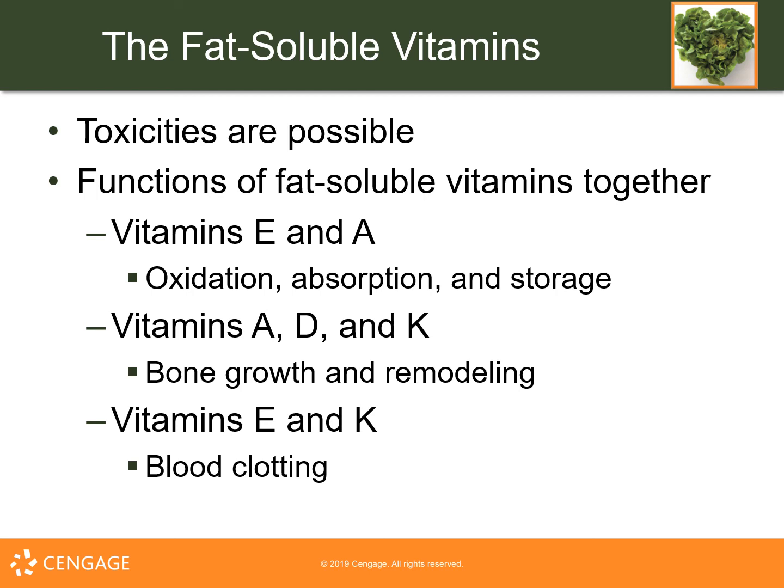Vitamins A, D, and K play roles in bone growth and remodeling. Vitamins E and K share some metabolic pathways which can create problems in blood clotting. Point being that fat-soluble vitamins play many roles in the body, but also can affect each other as well as work together in many body processes.